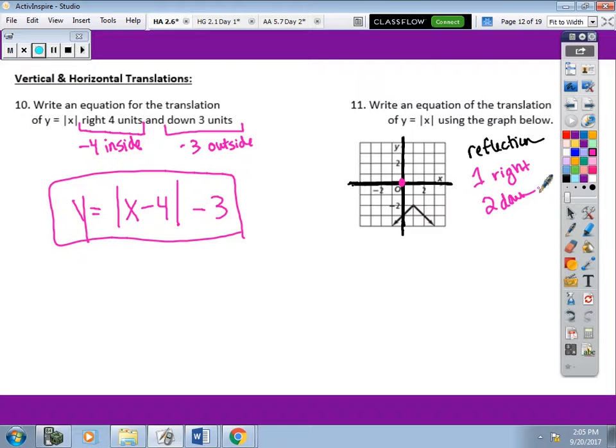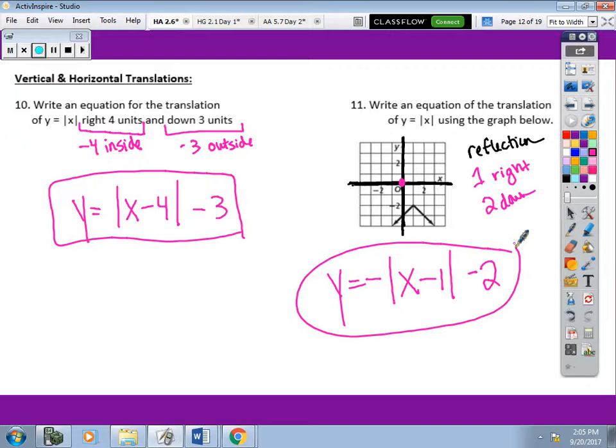Doesn't matter if you put 2 down first and then 1 to the right. It doesn't matter the order. Now just make sure you put those in your formula properly, and also make sure you take into account the reflection. So this would be negative absolute value of x. Is it minus 1 or plus 1? Right, minus 1. And then 2 down would be minus 2 outside. Okay.